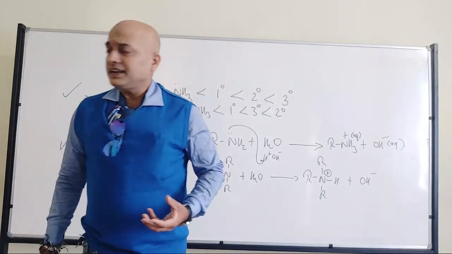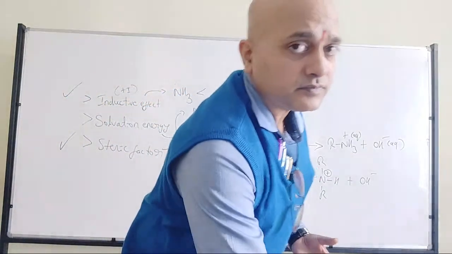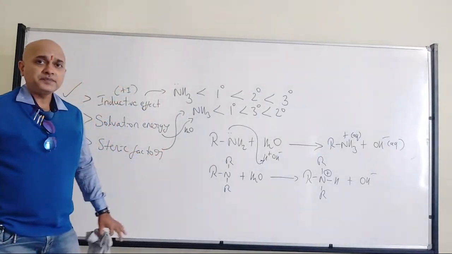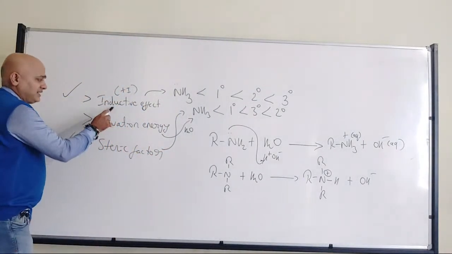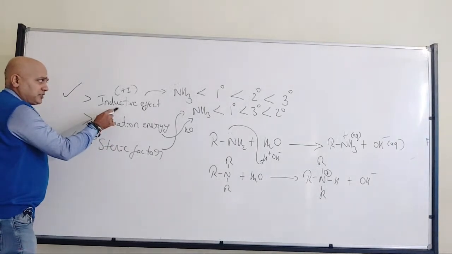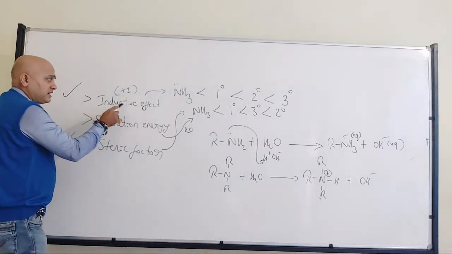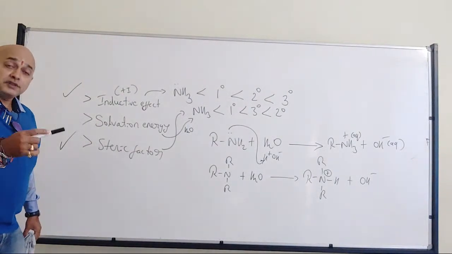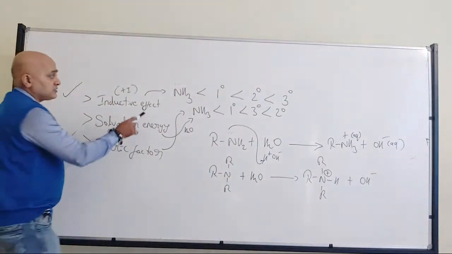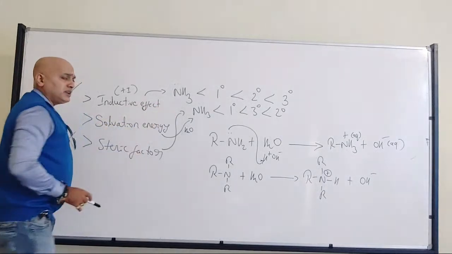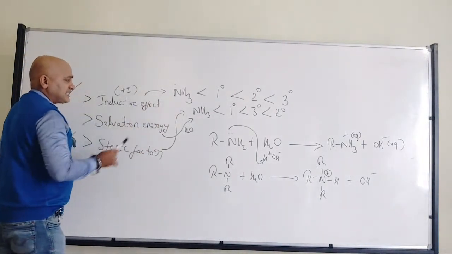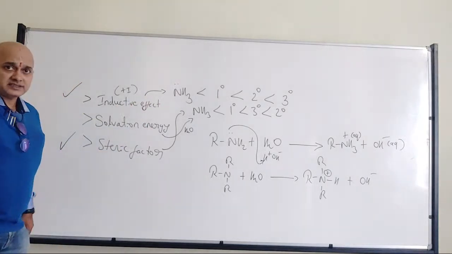All of you are understanding? Any doubts? Until this, any doubts are there? So that's where we have the three factors. One is the inductive effect, that is the positive inductive effect, which is due to the alkyl group attached to the nitrogen with respect to amines. So this is not there with respect to ammonia. Therefore it will have the least Lewis base character when compared to the amines.